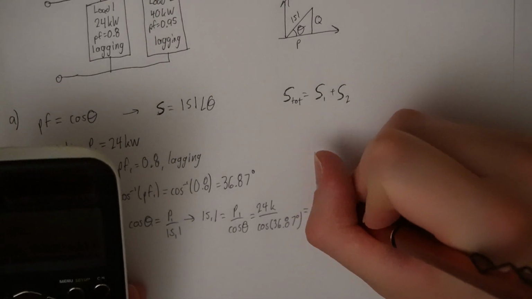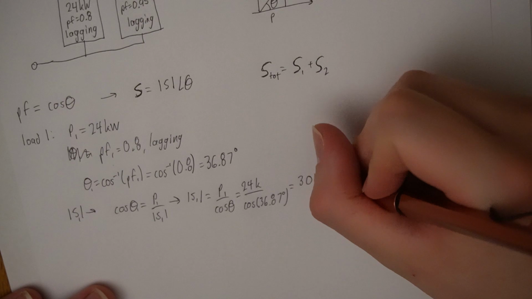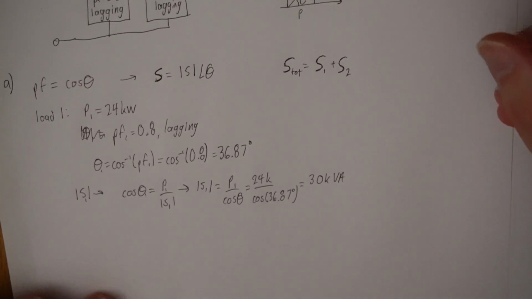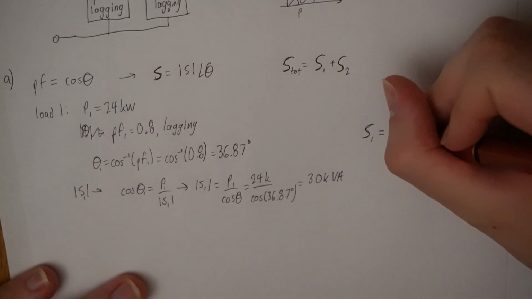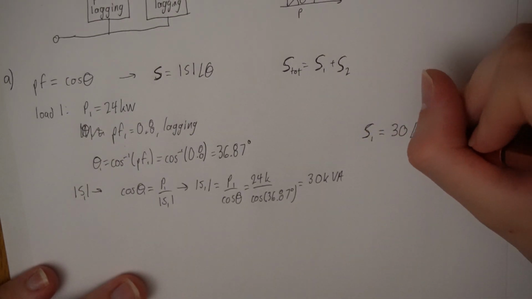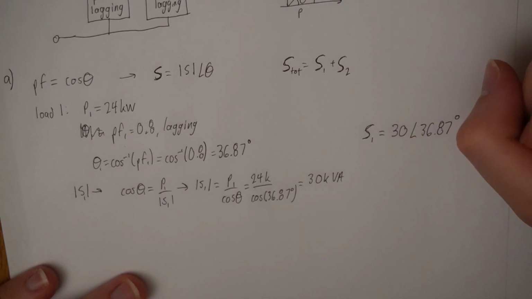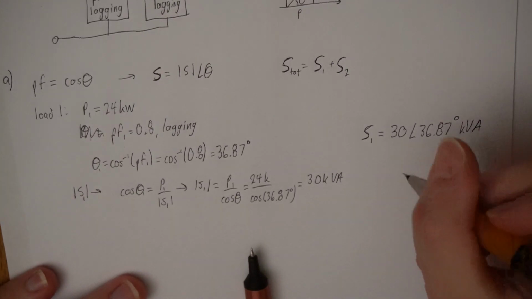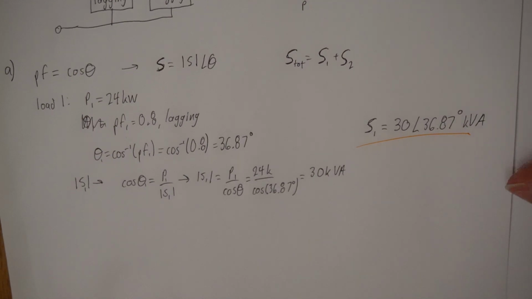That gives 30K, and this will be volt amps. So S1 is equal to 30 angle 36.87 degrees kilovolt amps. So that's for the first part. Now I have to solve for the second part.